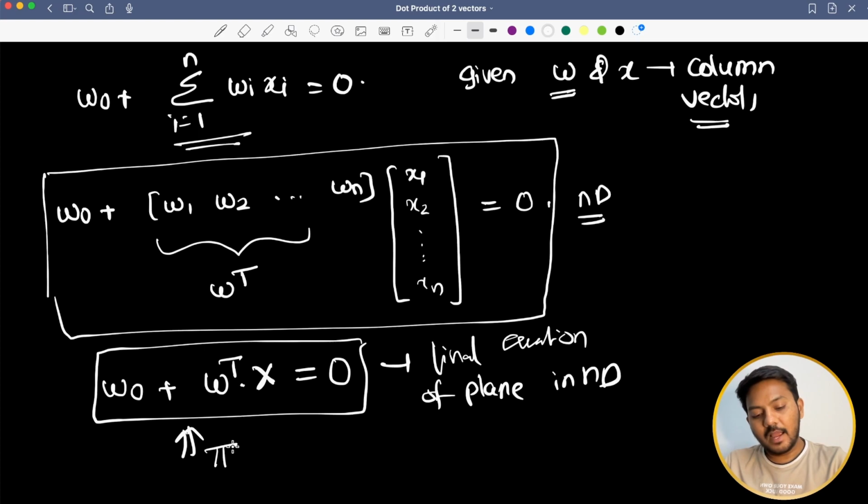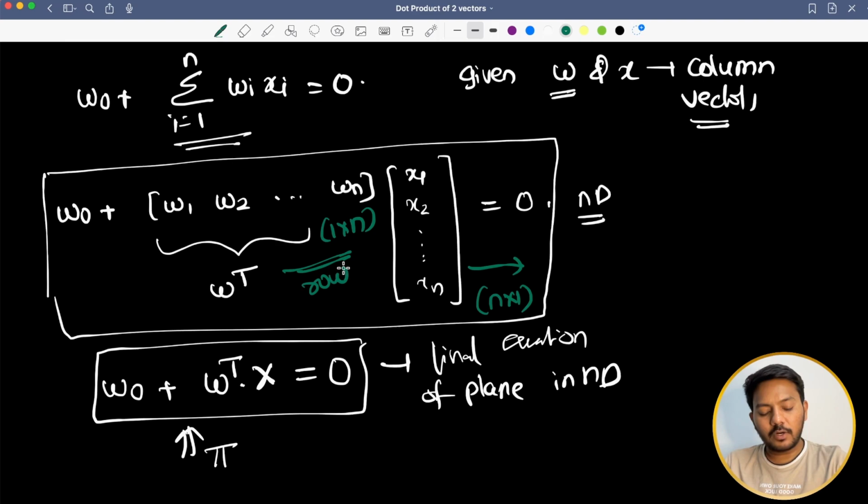Hopefully that is clear. And if you look at these two, they are vector representations. One is of shape n cross 1 and the other is of shape 1 cross n. So this is a row vector and this is a column vector. We have seen the difference between row vector and column vector in the previous videos.